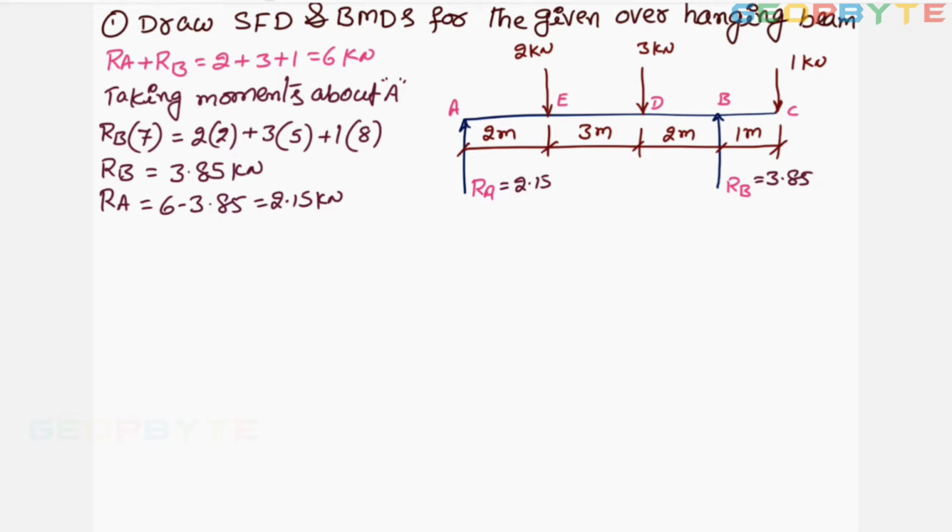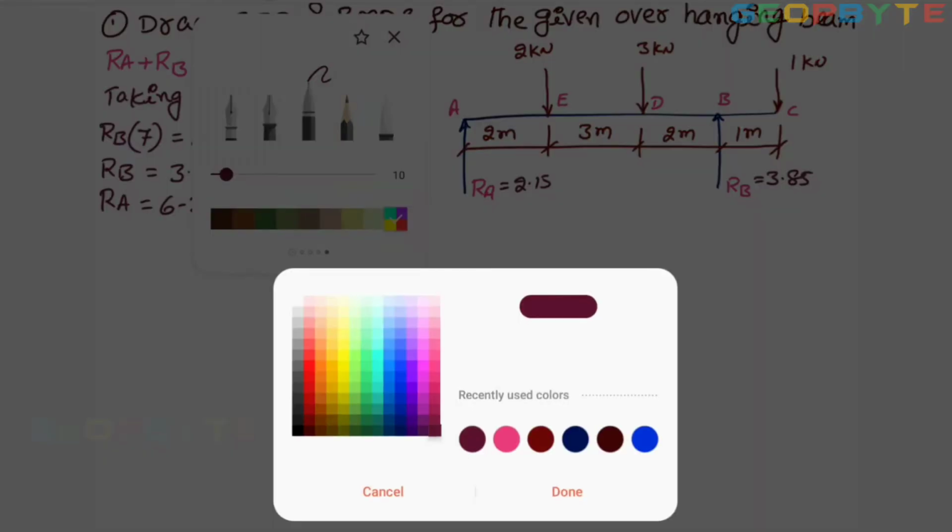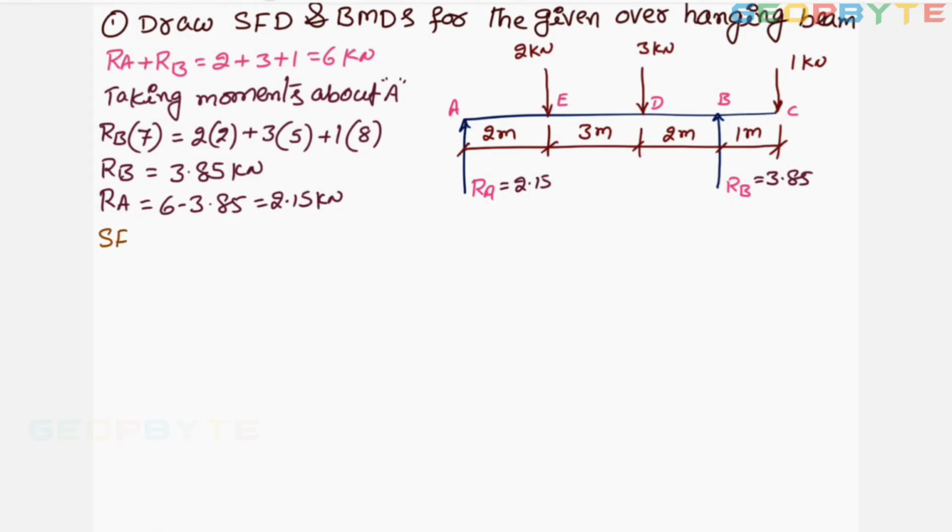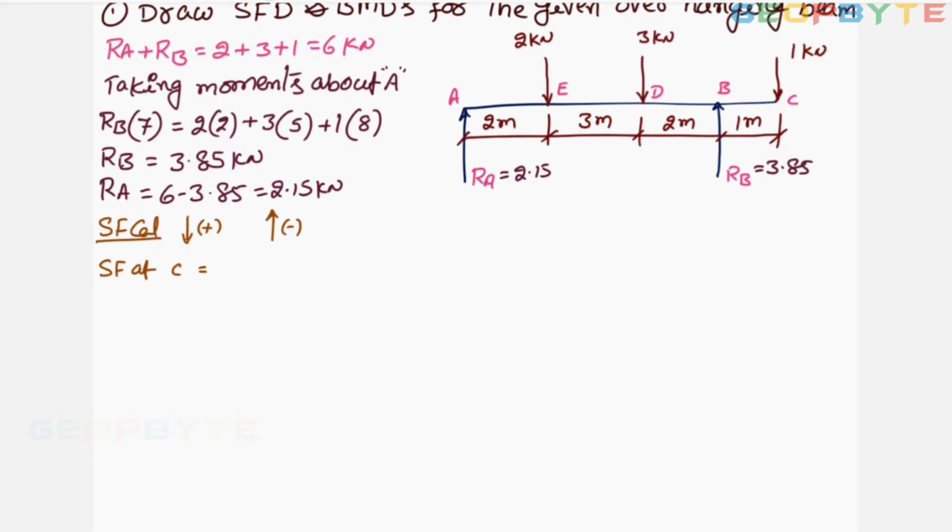Now let us find the shear force values. Shear force calculations: downward forces should be taken positive, upward forces should be taken negative. We are finding the shear force values from right to left. Look at the diagram. SF at C: a 1 kilonewton load is acting vertically downward. Downward load is positive. It is 1 kilonewton.